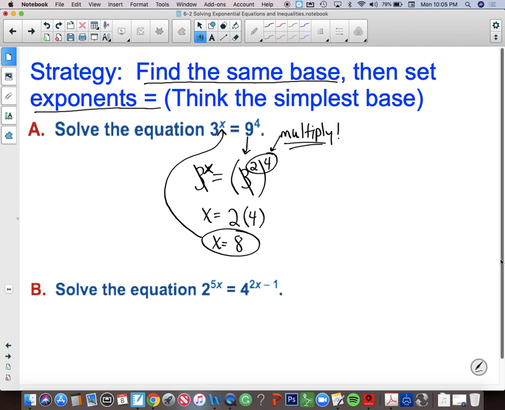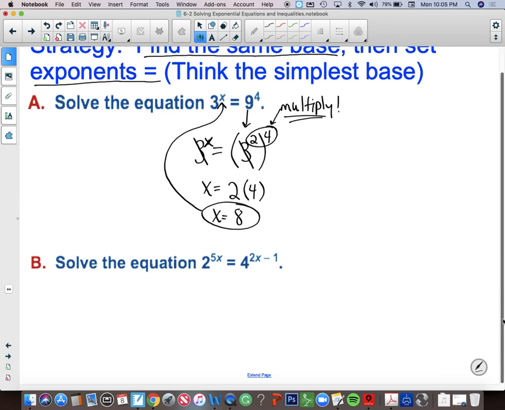Okay, so we have 2 to the 5x equals 4 to the 2x minus 1. So think about what is the simplest base we're going to write this as. Can I break 2 down any further? No. Can I break 4 down? Yeah. So first I want you guys to rewrite it both as powers of 2. Take a couple seconds here, write it down as powers of 2. Up here we did powers of 3, so below we're going to write it down as powers of 2.